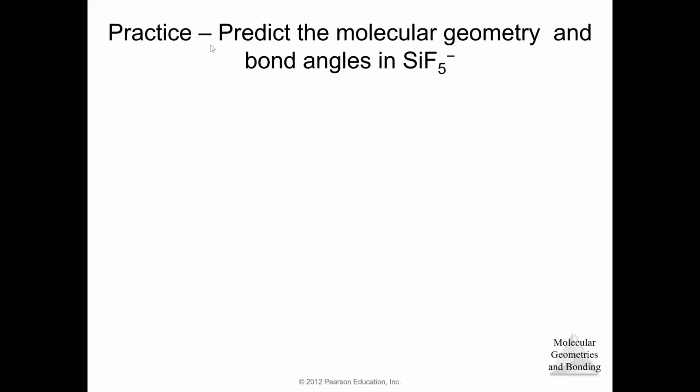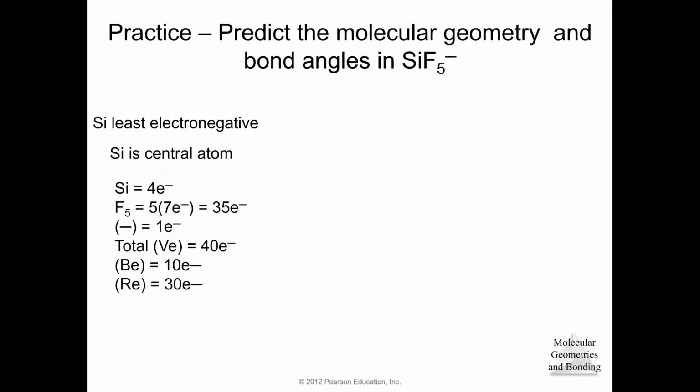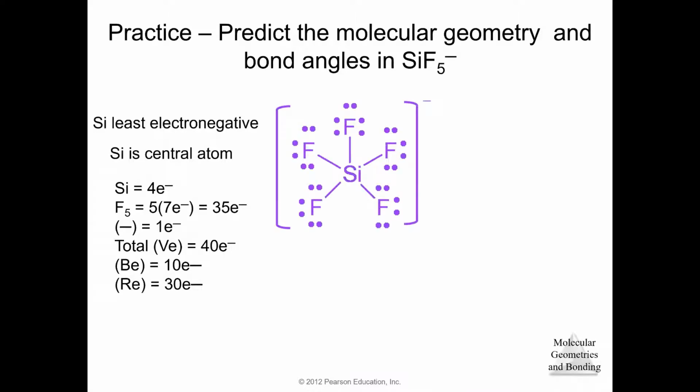Let's do another one. I'm gonna do this one, guys. All right, let's see this one. We put the silicon at the center because it's least electronegative. And then we count the valence electrons total, the bonding electrons, right? Because we have to draw the structure to see the bonding electrons, and then the remaining electrons. So this is what the structure looks like.